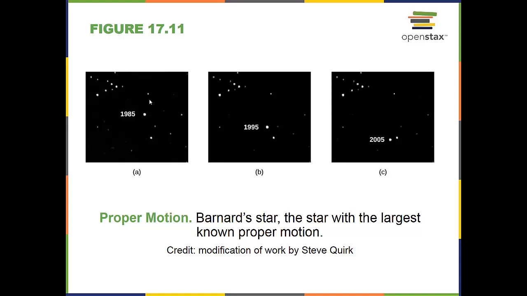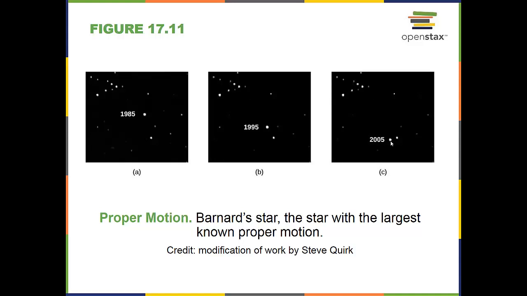The star with the largest known proper motion is Barnard's star. It was here in 1985. By 1995 it had moved to here, and by 2005 it had moved to here. So it moved from here in 1985 down to here in 2005.